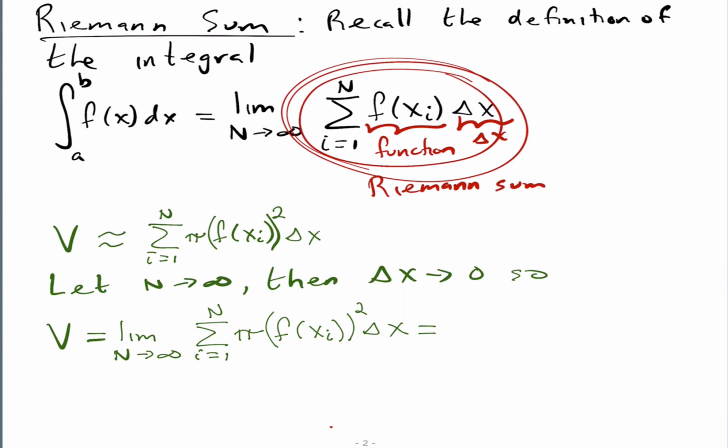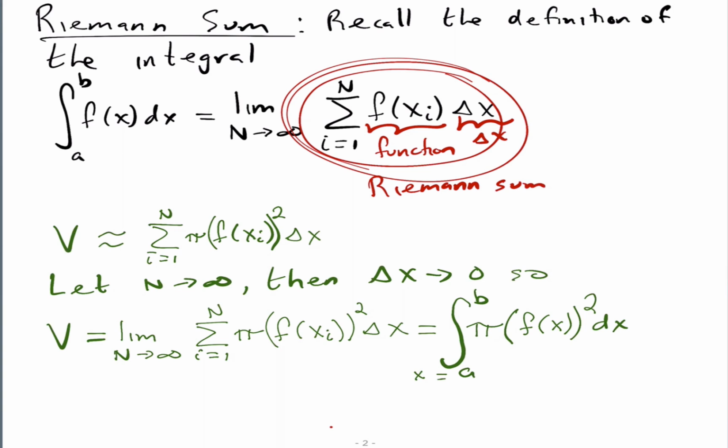And since it's a Riemann sum, this is equal to the integral of what? Well, I'm going to have pi, and what am I going to have inside the integral? I'm going to have f of x squared and then dx. And then from where to where? Well, it's going to be from a to b, which is wherever we're finding the volume. So these are the x values in this case. So notice we did this with respect to x. The idea is exactly the same with respect to y.